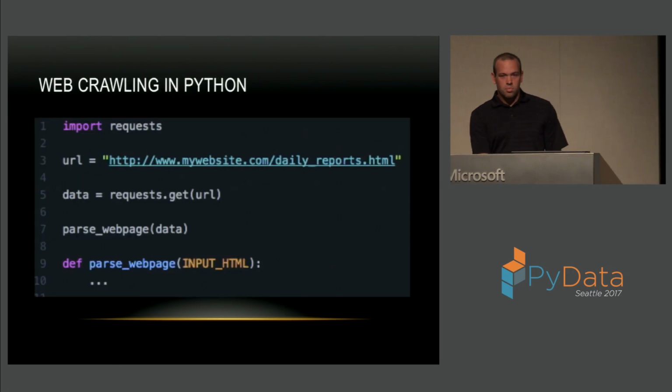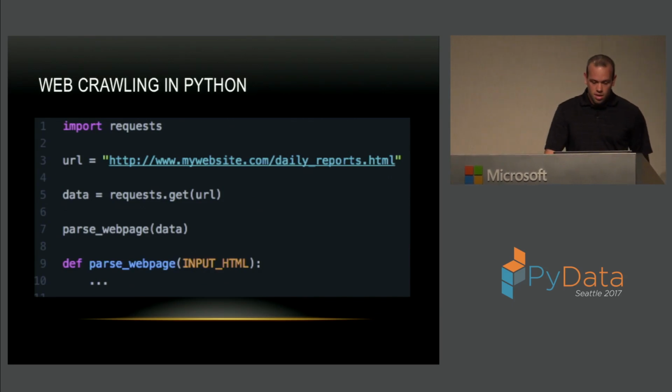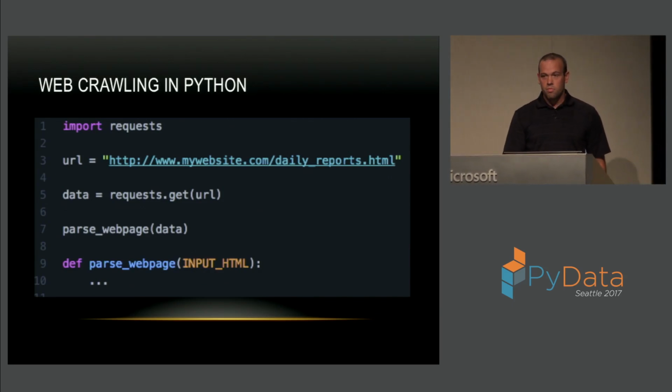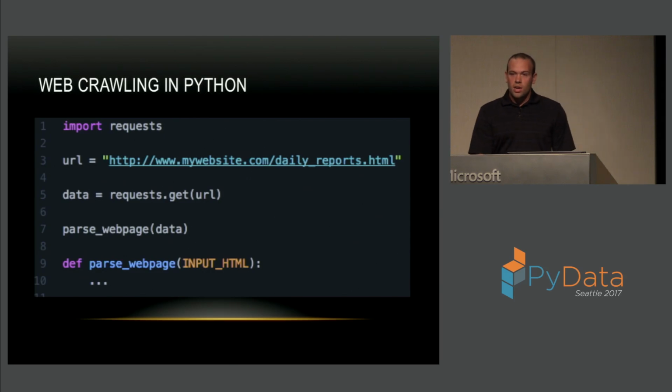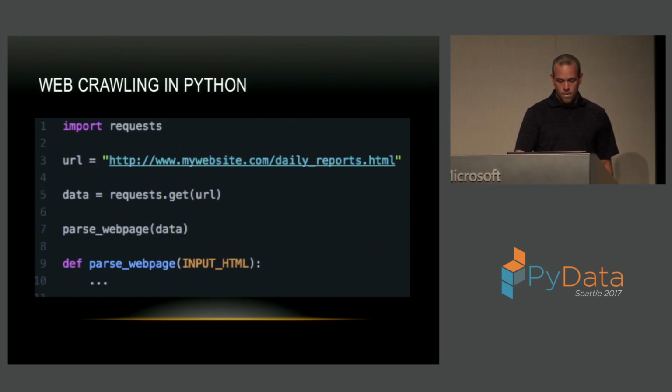So this is a very simple example of how to scrape in Python. If you've done any type of work like this before, it's pretty familiar. There's a lot of great built-in modules with Python, requests, urllib, and simply you feed it a URL. That URL can have daily reports that could be updated daily and that you want to collect information from. You pass it to the requests module, and then you pass it to your parsing function.